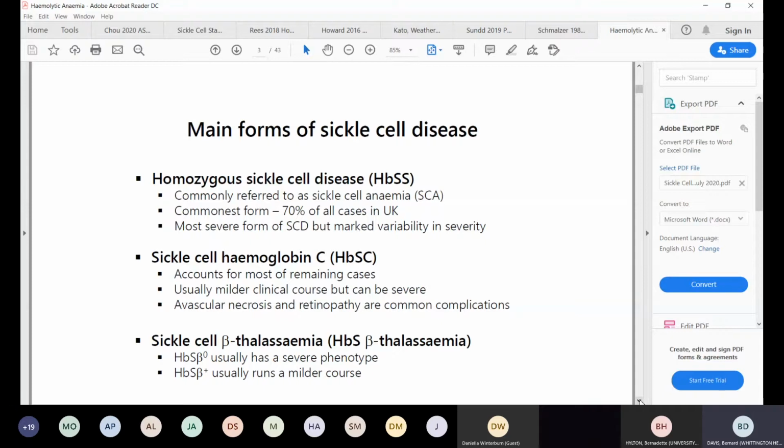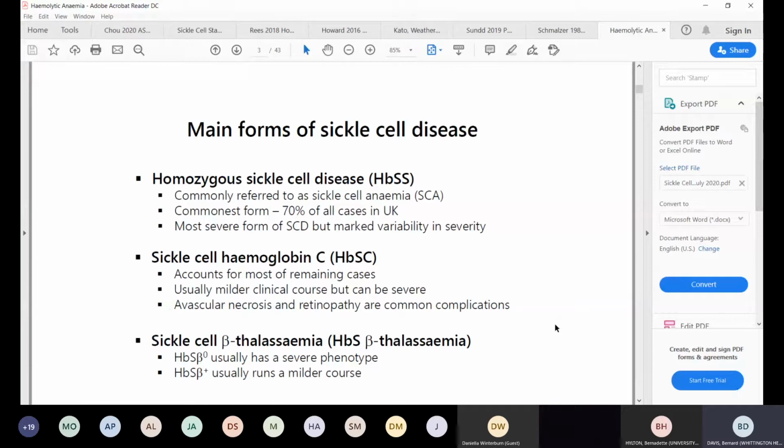The next important one is sickle hemoglobin C or SC disease, which accounts for most of the remaining causes of the disease. Now, you have to be careful about SC because there are many patients who go around thinking that SC means that they're sickle cell trait. SC is not sickle cell trait, it's a form of sickle cell disease. They tend to have a milder course, but SC can also be severe, in fact, sometimes as severe as SS.